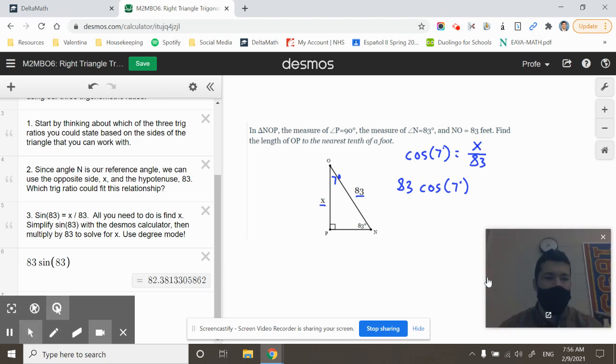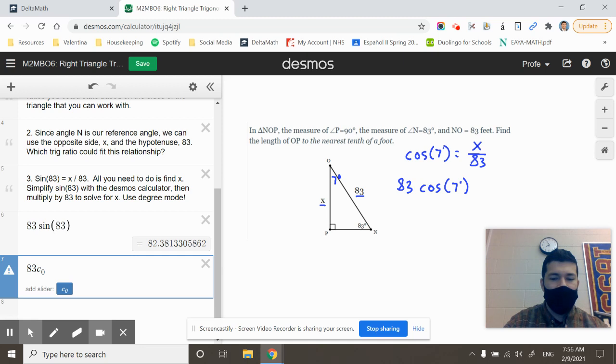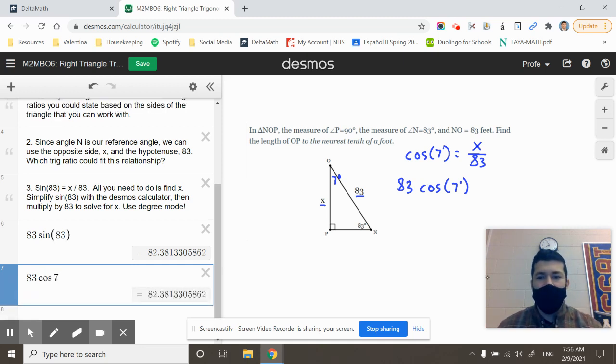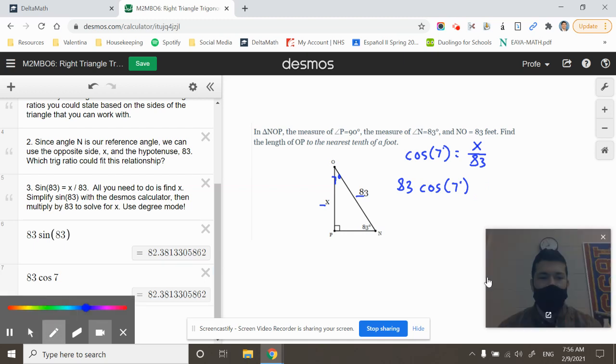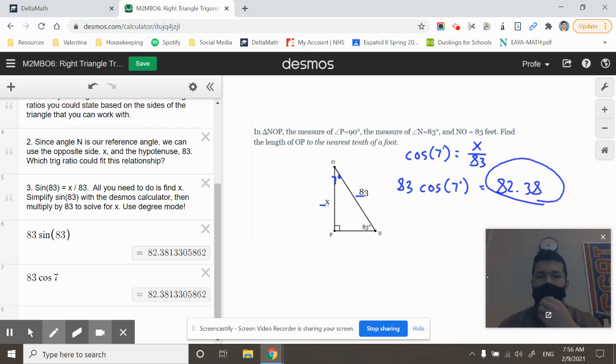If I come over to my calculator, 83 cosine of 7 gives me the exact same amount, 82.38 if I round it. In other words, this side x is very close to the length of 83, and that's because we saw that the sine of 83 was approximately 99%. We just showed how to do it two different ways.